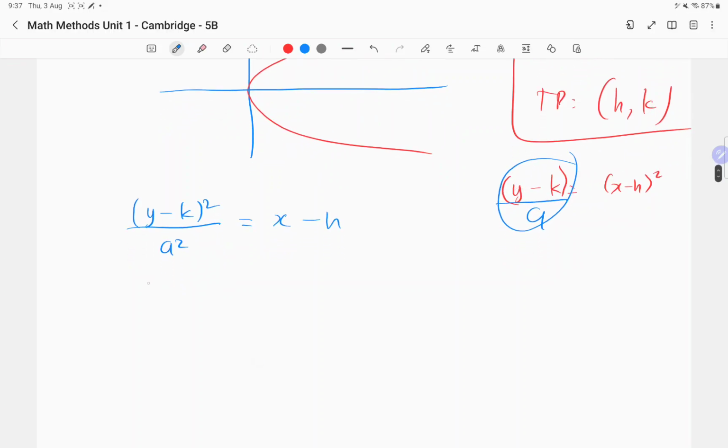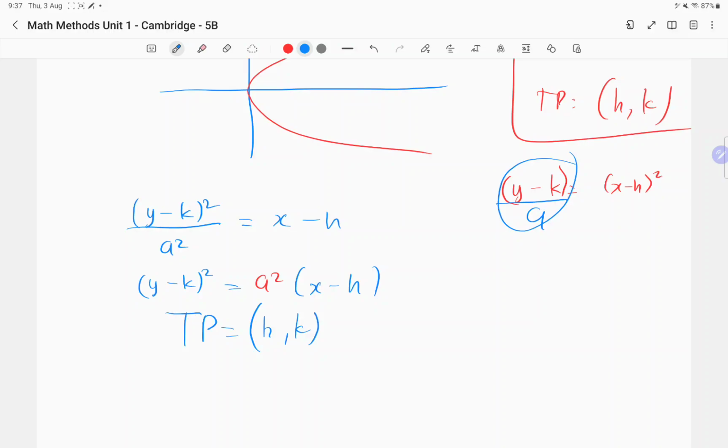Okay, and then we'll do one more step. We'll times the a squared back in there. So (y minus k) everything squared equals a squared times (x minus h). Now this one will also give you the turning point equals (h, k). So that will be the easiest.